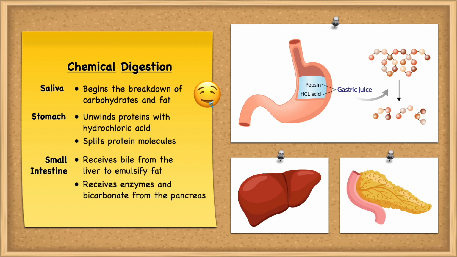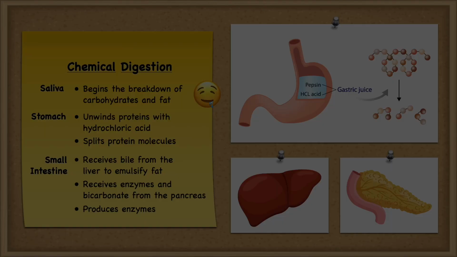It also receives enzymes and bicarbonate from the pancreas. Those enzymes work on the carbohydrate, protein, and fat molecules. At the same time, the bicarbonate helps to neutralize the stomach acid, creating a safe and desirable environment for absorption. The small intestine even produces its own enzymes that help to complete the breakdown of molecules to their smallest pieces so they can be absorbed.